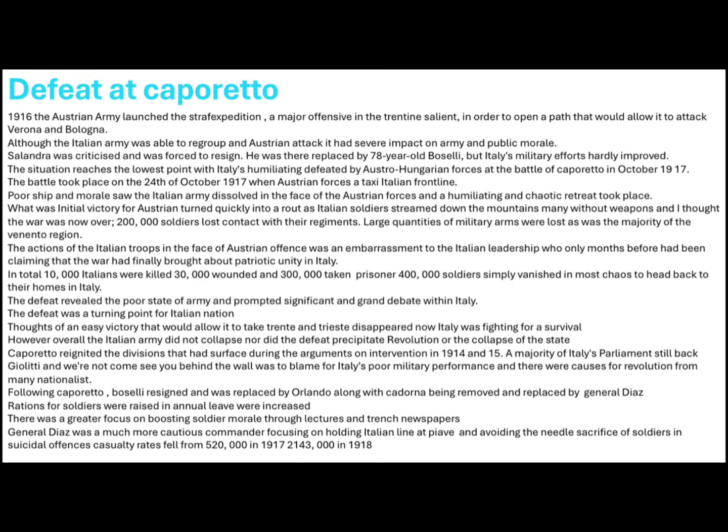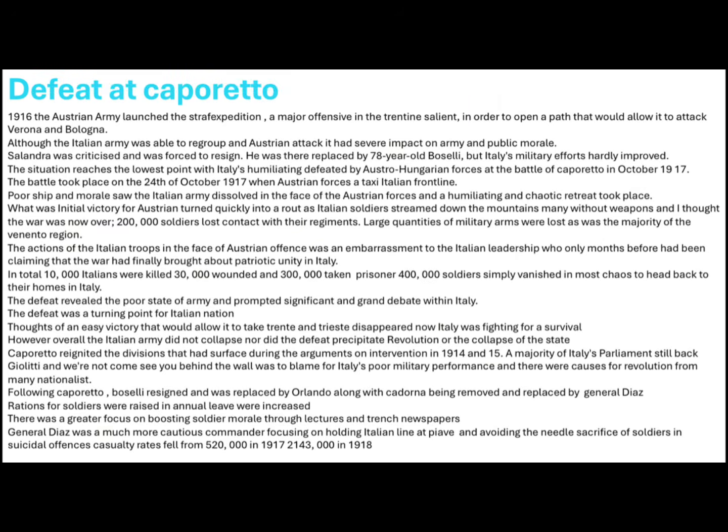The poor leadership and morale saw the Italian army dissolve quickly in the face of the Austrian forces, and a humiliating and chaotic retreat took place. What was the initial victory for the Austrians turned quickly into a rout as Italian soldiers streamed down the mountains, many without weapons, thinking that the war was now over. 200,000 soldiers lost contact with their regiments. Large quantities of military arms were lost, as was the majority of the Veneto region.